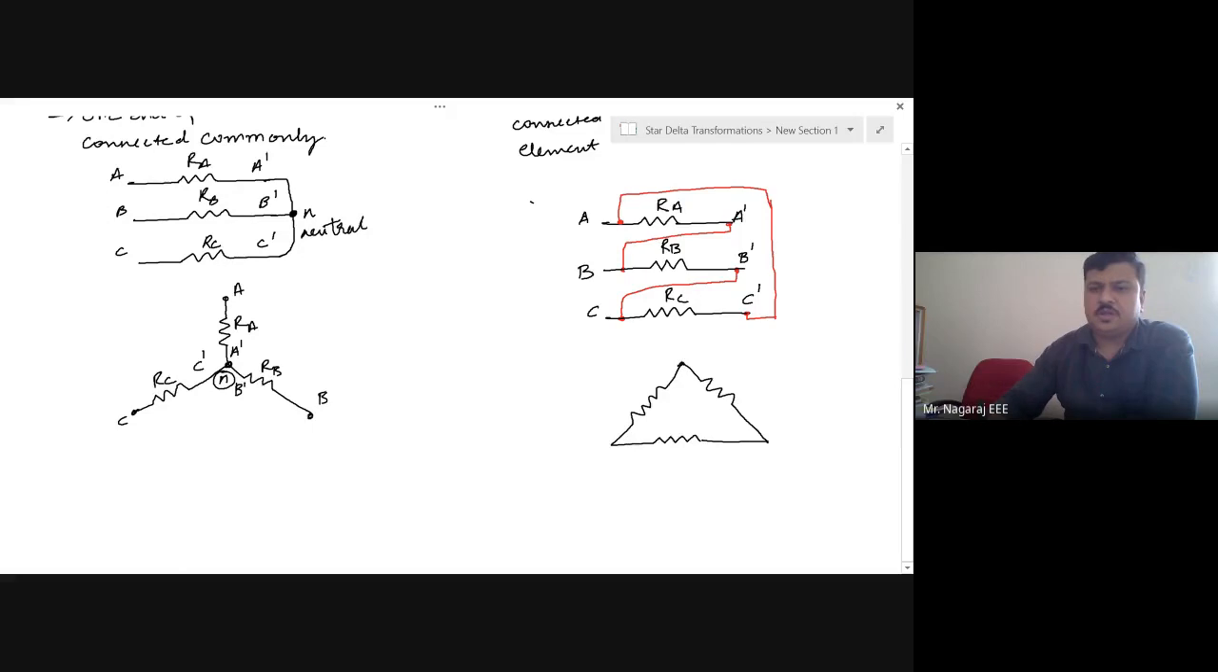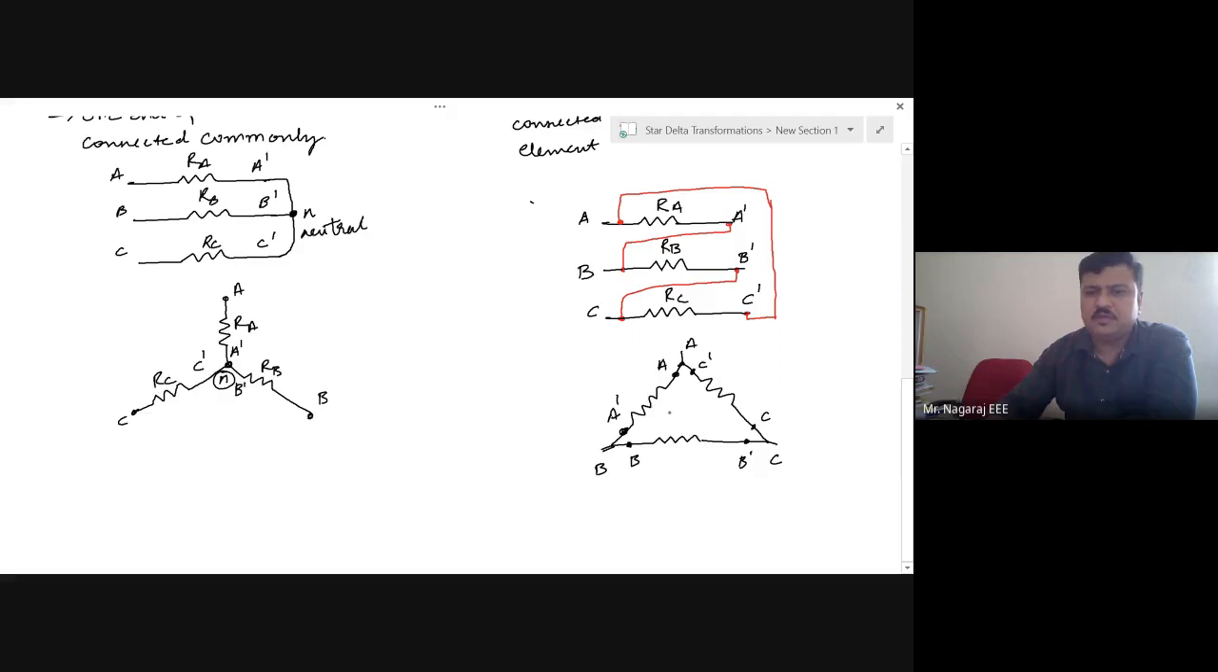Now let this be terminal A, terminal B, and terminal C. So let this be terminal A, terminal A dash, terminal B, terminal B dash, terminal C, and terminal C dash. So A dash is connected to B.